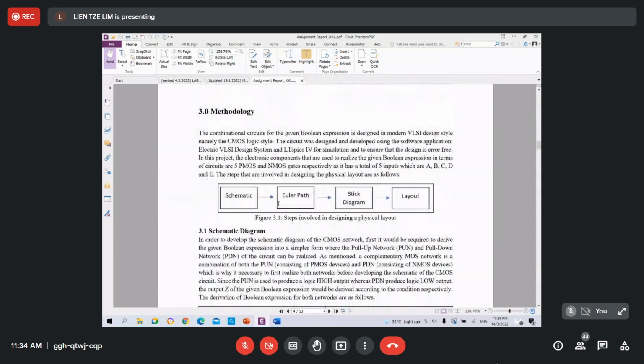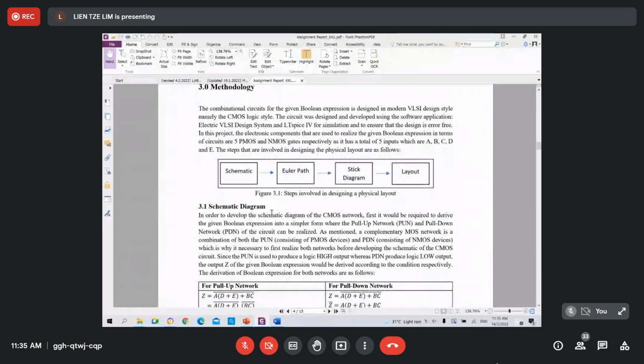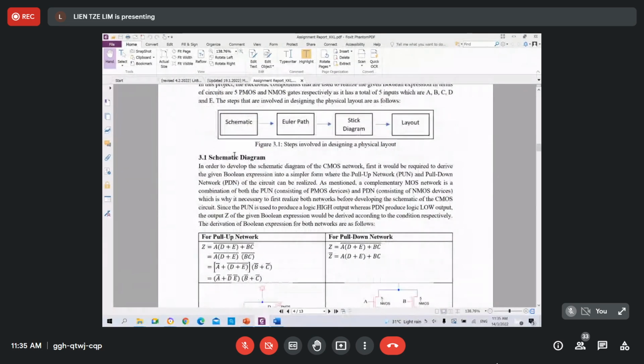Okay, and the most important part is the methodology. Methodology is about the design methodology. This is the content. Schematic diagram: there is a pull up and pull down network.